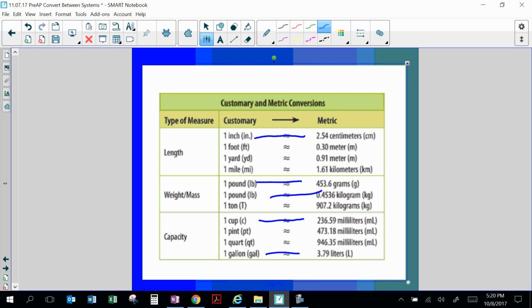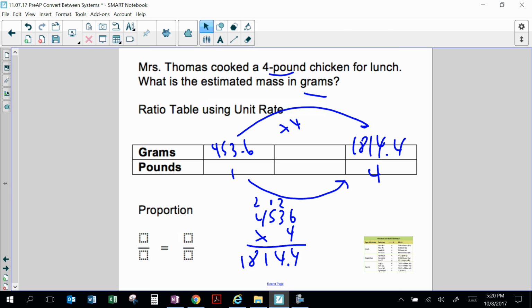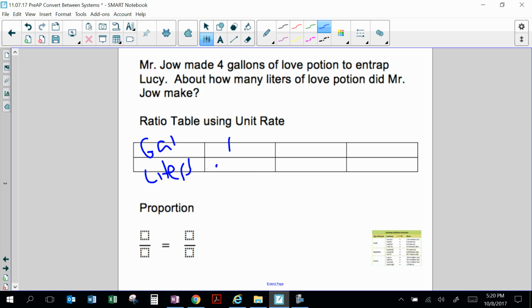Oh, every gallon I have, it's the same as saying 3.79 liters. 1 gallon is about 3.79 liters. So if I made 4 gallons, what's the relationship? Times 4.